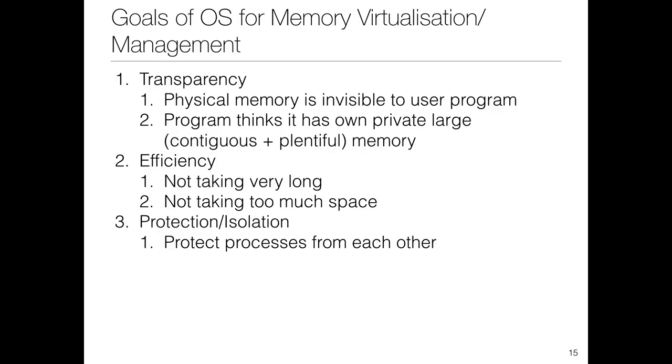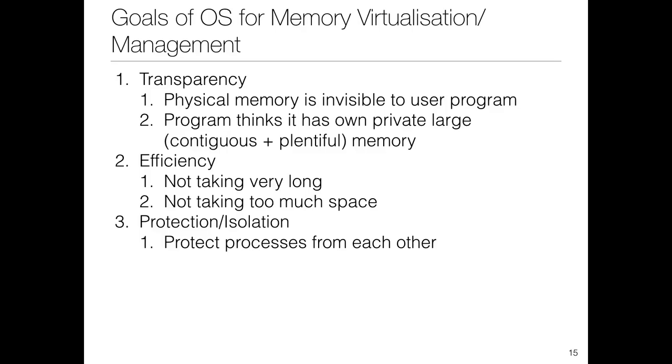First is transparency. The physical memory should be invisible to the user program. Why do you think this is a good idea, bad idea? If the entire physical memory is accessible to me, what do you think I will do? I'll access other processes, or I'll want to have the entire memory to myself. Why should I give it to anyone else?